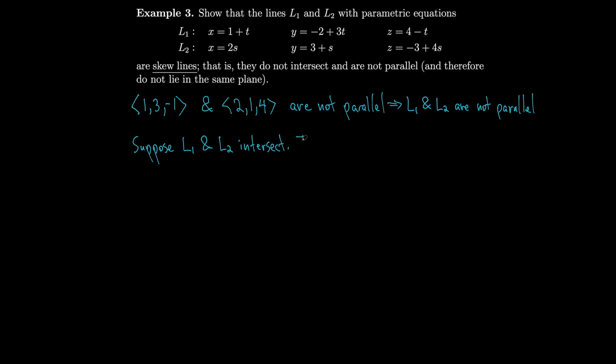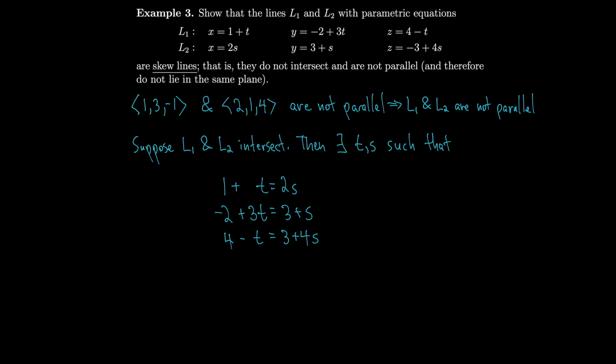Okay, so if they intersect, then there must exist some t and some s such that, looking at our first set of equations, remember, if they intersect, there's a point of intersection, so these guys must be equal. Similarly, these guys must be equal, and these guys must be equal, because we have to have a point where x equals x, y equals y, z equals z on both of them. So that means that we have to have a point where 1 plus t is equal to 2s, and where negative 2 plus 3t is equal to 3 plus s, and where 4 minus t is equal to 3 plus 4s.